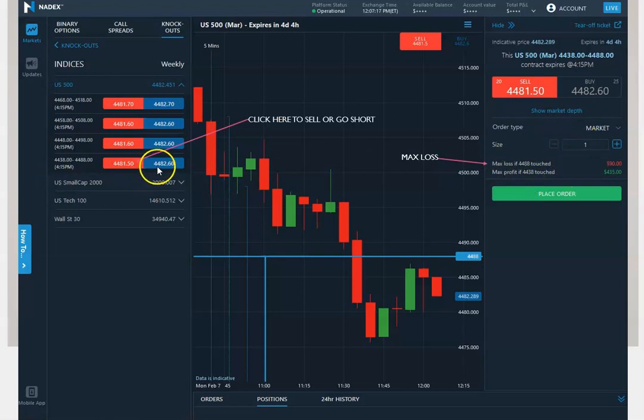And of course, it'd be the opposite. If you clicked on the blue or on the buy, you'd see the same thing. You're going to see a maximum loss and a maximum profit. All right, so that's really cool.